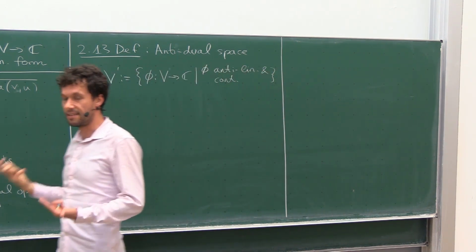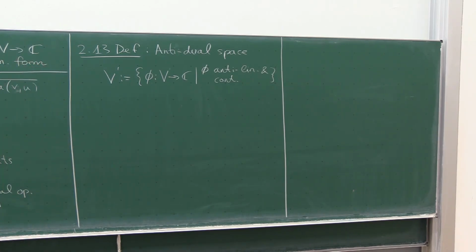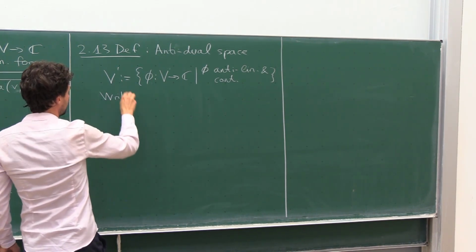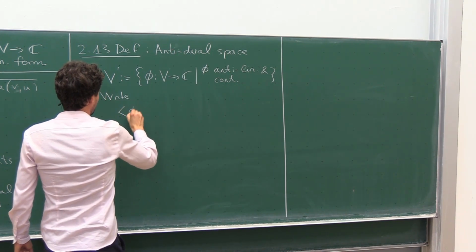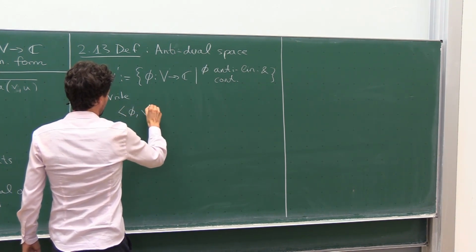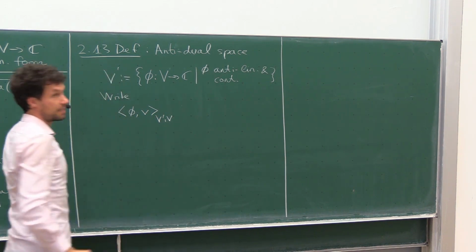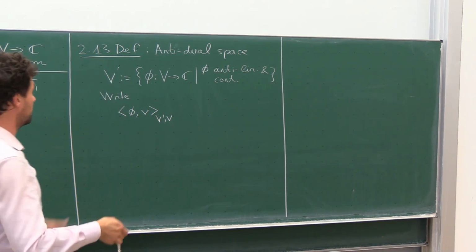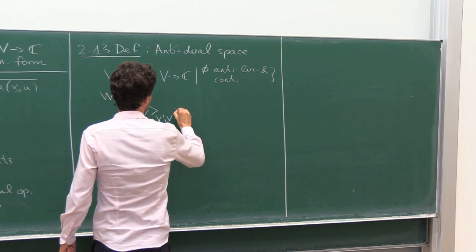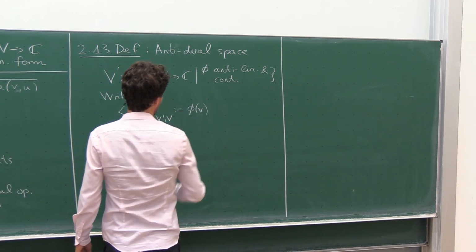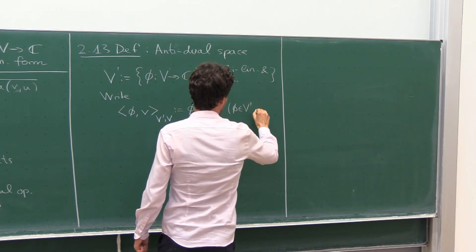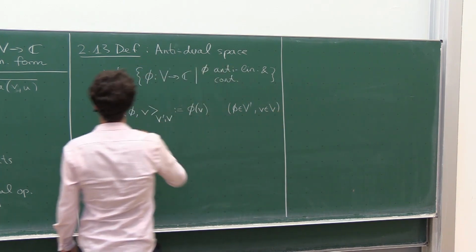Okay, this is why we call it the anti-dual space, because the functionals are not linear, but they are antilinear. Okay, and when working with the dual space or the anti-dual space, I'm going to use the following notation. There's going to be a bracket indexed by V prime and V, and this bracket is going to be helpful in our understanding of what's going on, but this is nothing else but applying the functional phi to V, whenever phi is a functional antilinear on V and V is some element of V.